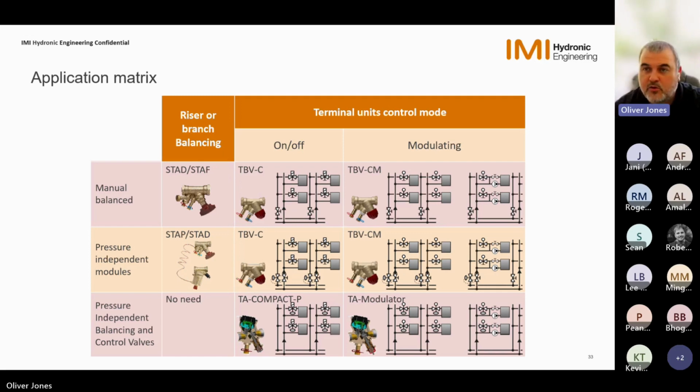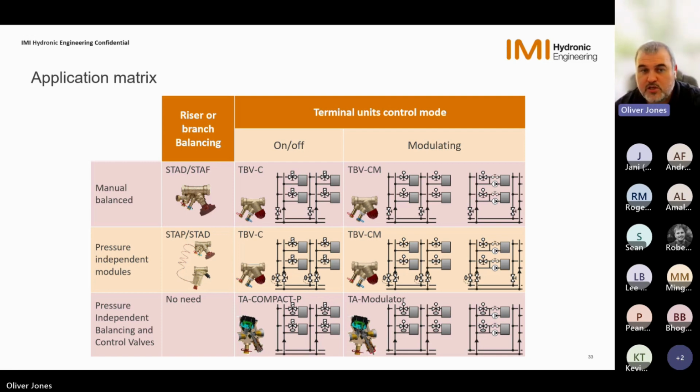So to look at this from a system point of view, from an application side of it, if we were looking at manual balancing compared to the valves that we produce now, so the TA-Modulator and the Compact P, from a manual balancing system, where we want balancing and control, we would typically use our TBVC for an on-off purpose. So this is just a linear open and close valve. And for modulating purposes, we would use our TBVCM.